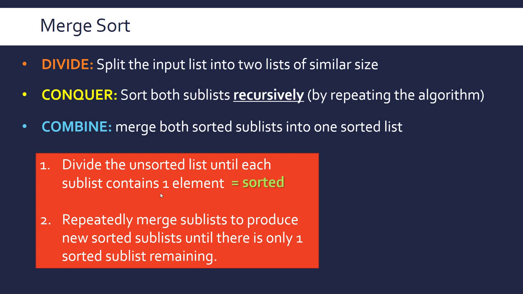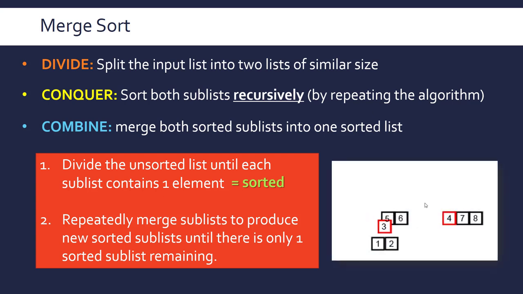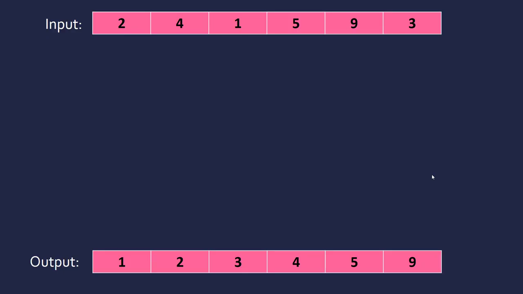So a one element sublist is taken to be sorted because it is effectively sorted, and then you have to repeatedly merge these sorted sublists to produce new sorted sublists until you only have one sublist, which is your, well, it's not actually a sublist, it's your output. And this is a GIF which comes from Wikipedia. Wikipedia is quite good for algorithms actually. It's showing you the merging step now, but we'll show you it.